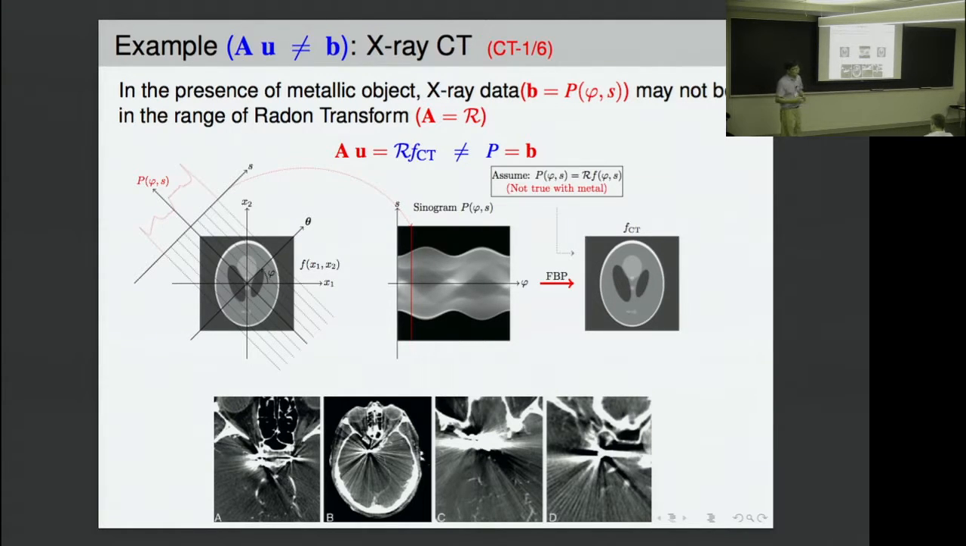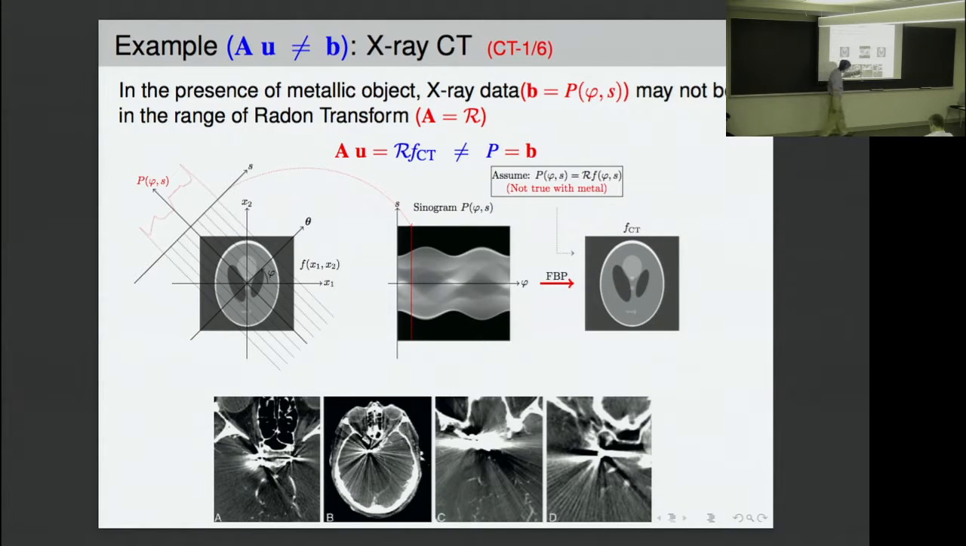But this model is not correct. This model is correct in the human body, usually in soft tissue, but bone and metal are different. So there is a mismatch: AU is not equal to B, actually. You need to understand the uncertainty of this. All algorithms assume that the data is the Radon transform, but that is not true, because the human body contains metal.